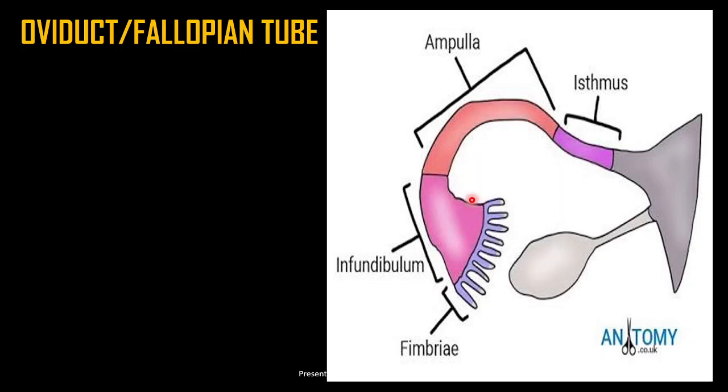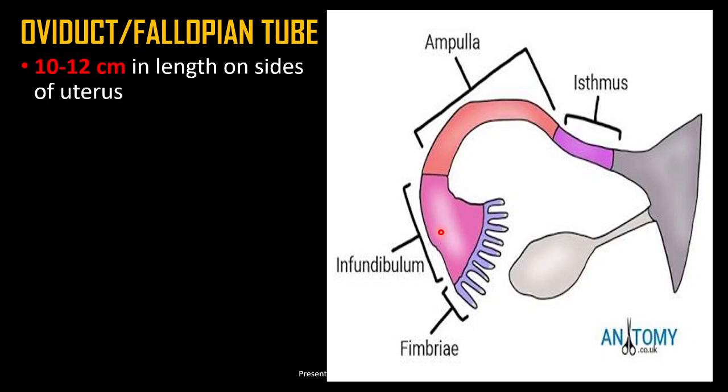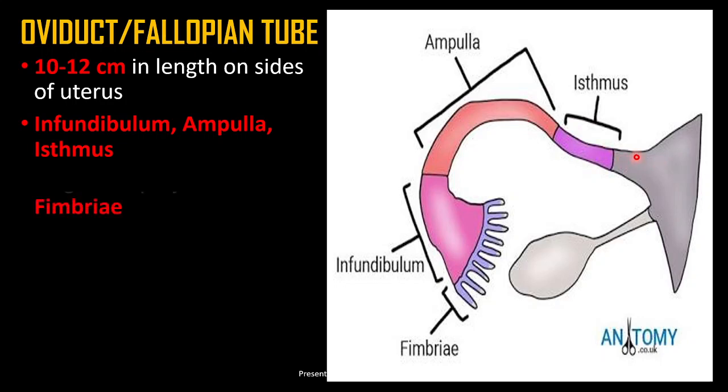Then the oviduct or the fallopian tube. So here this is a diagrammatic view. The ovary, which is actually connected to the oviduct, has been shown separately here. They have finger-like projections called fimbriae, and the entire oviduct is divided into three parts. Size 10 to 12 centimeters in length, on the sides of the uterus. So there are two. Here is one, and on the other side of the uterus there will be the second fallopian tube. It is divided into three parts: infundibulum, ampulla and isthmus. The beginning part is the infundibulum, then the ampulla and then the isthmus, which joins with the uterus.